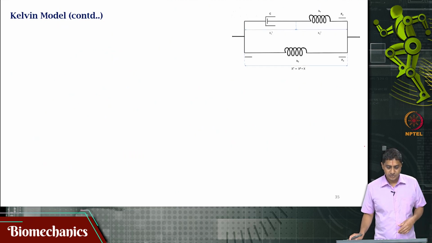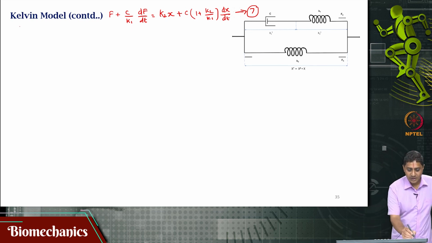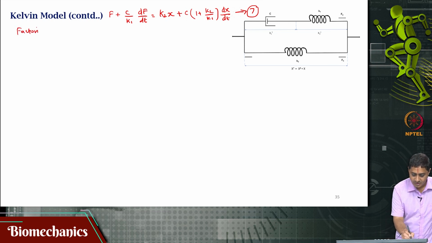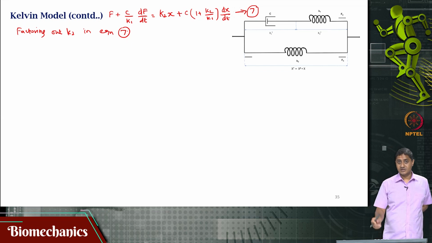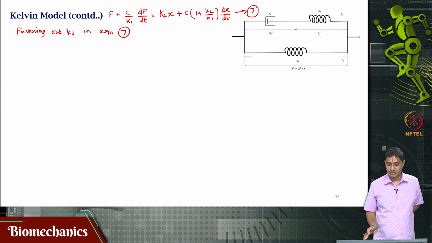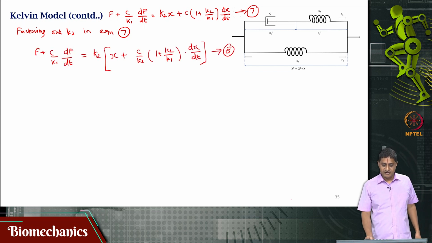So, for convenience I am going to write out the previous equation in this slide, so that I can continue with the derivation. That is our expression, equation 7 that we got in the previous slide. I have simply rewritten that for convenience. Now, I would like to factor out K2 in equation 7. This is why I wrote equation 7, because if I do not have equation 7, I do not know how to factor out K2. Now, if I factor out K2, this is the expression that I am getting.